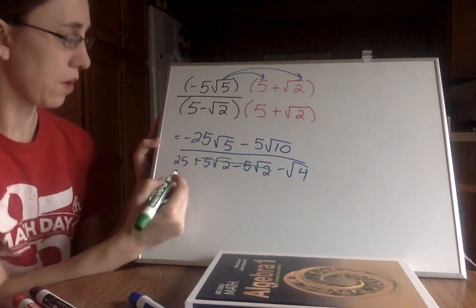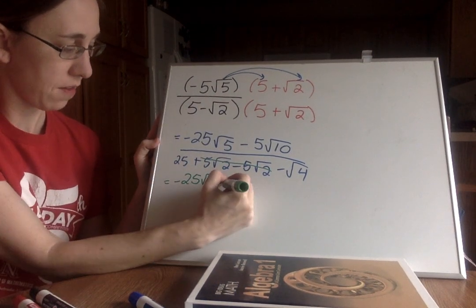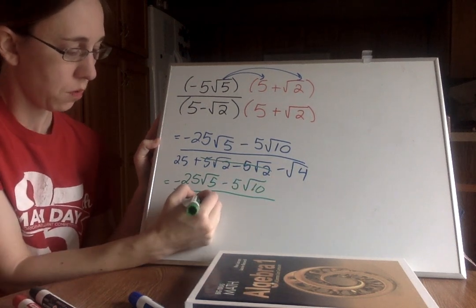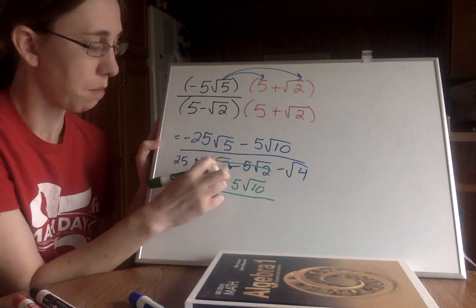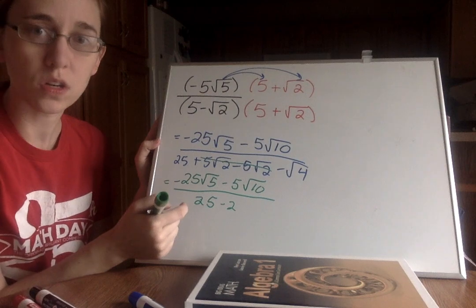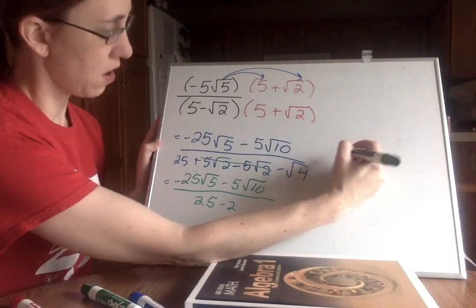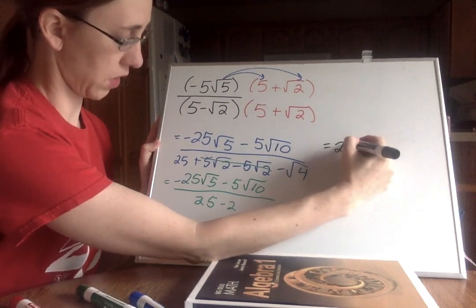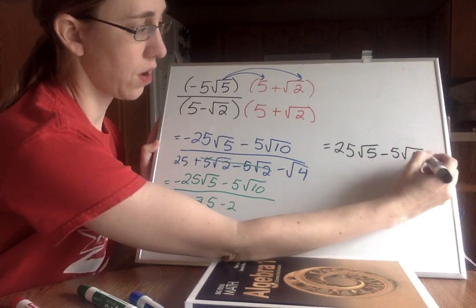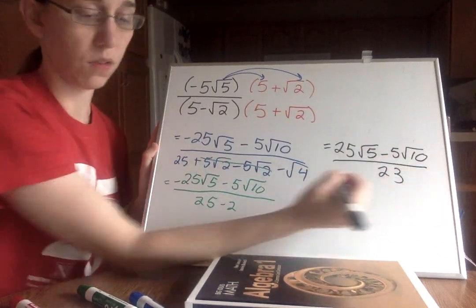So if we rewrite this, we've got negative 25 square root 5 minus 5 square root 10 on the top. We still have our 25 on the bottom. Middle terms canceled out, and we have minus 2. Notice, roots are now all gone. So let's go ahead and write our final answer over here. We've already said can't do anything with the top. So negative 25 square root 5 minus 5 square root 10, and then 25 minus 2 is 23.